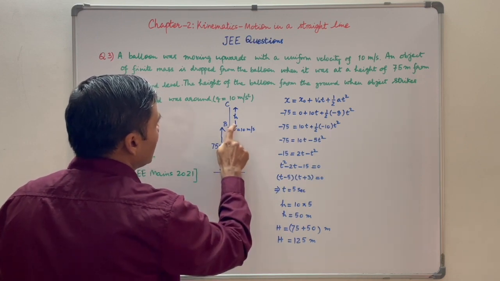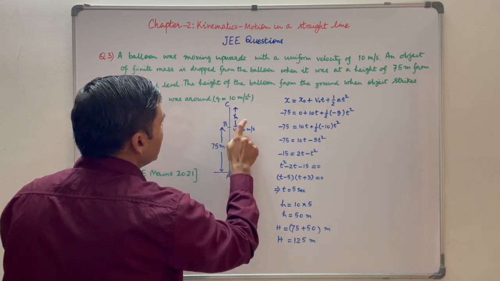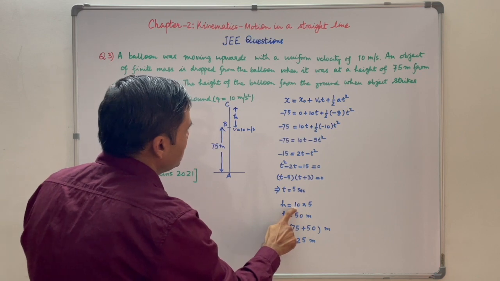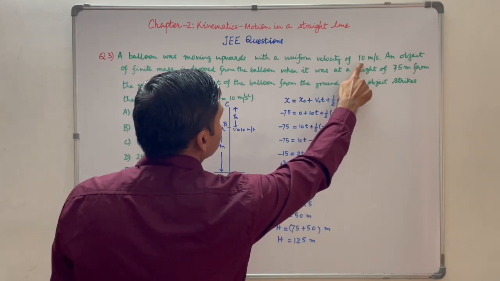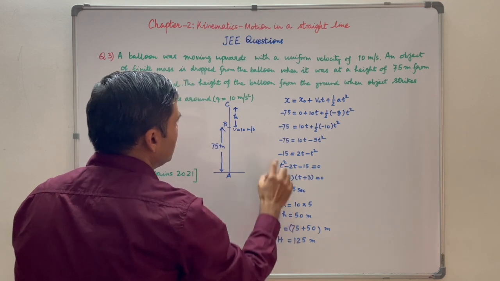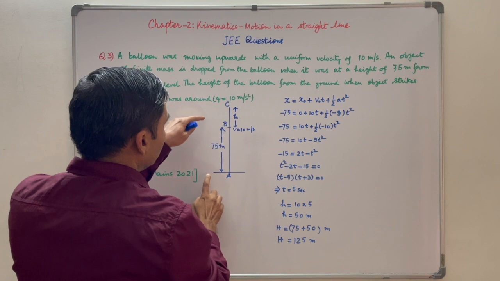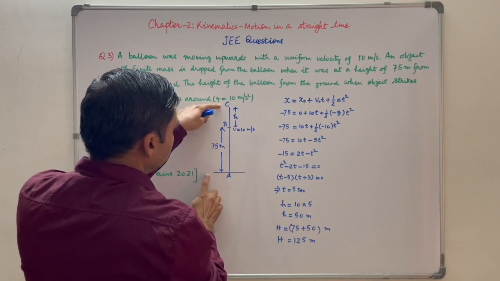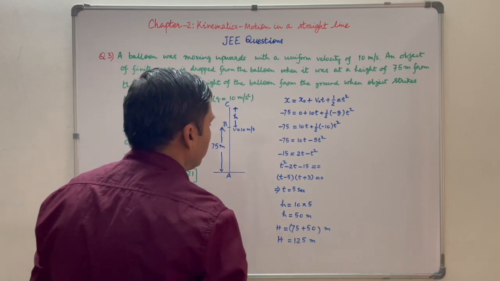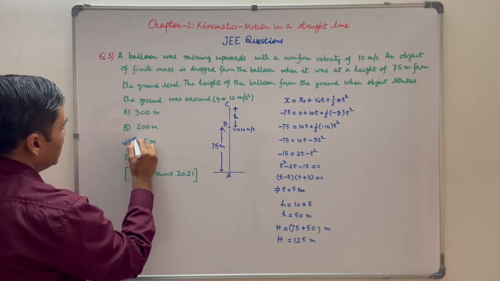In 5 seconds, how much high will the balloon be? So h will be equal to 10 into 5. Velocity of the balloon is given as 10 meter per second, which is constant. So 10 into 5 means 50 meter. Means the balloon will go further 50 meter up. So we have to calculate AC. AC will be 75 plus 50. That will be 125 meter. So the correct option will be option C.